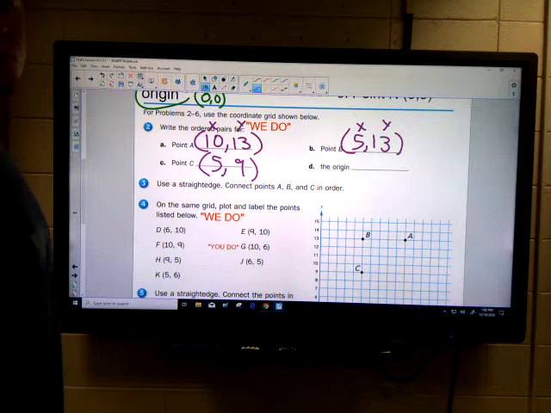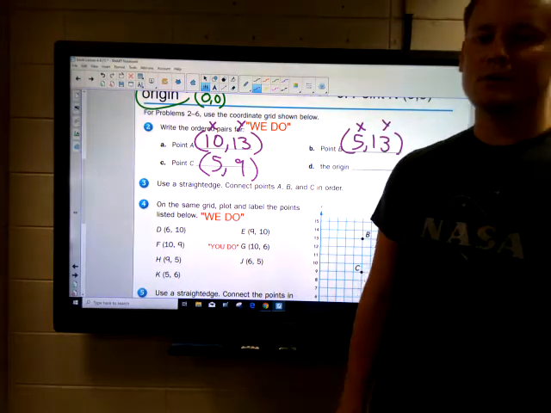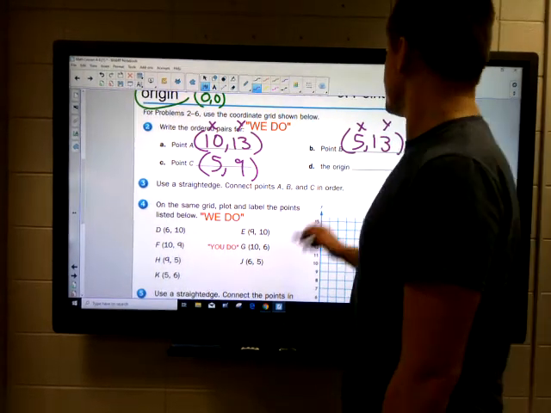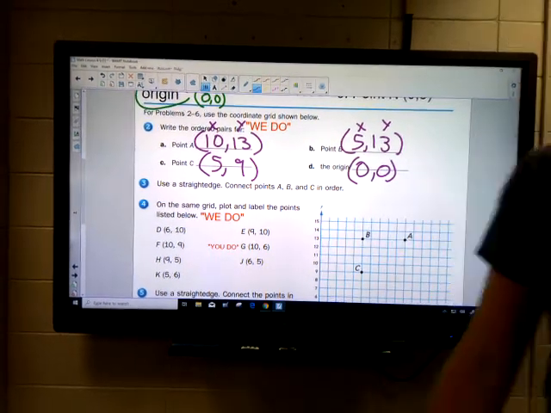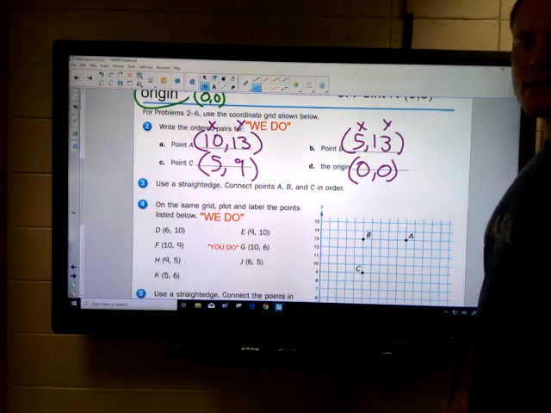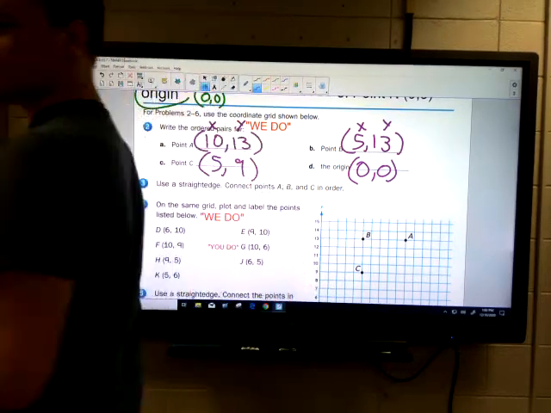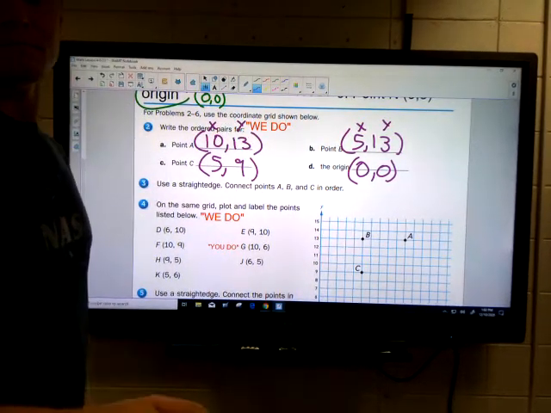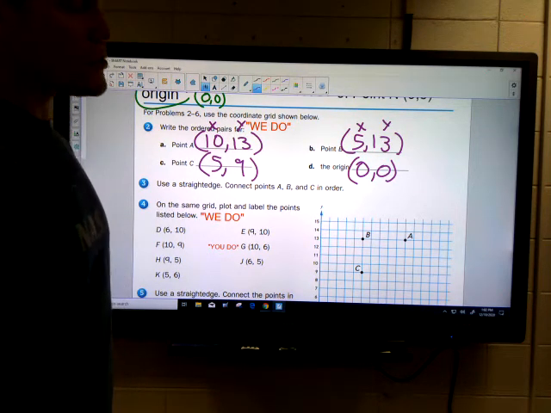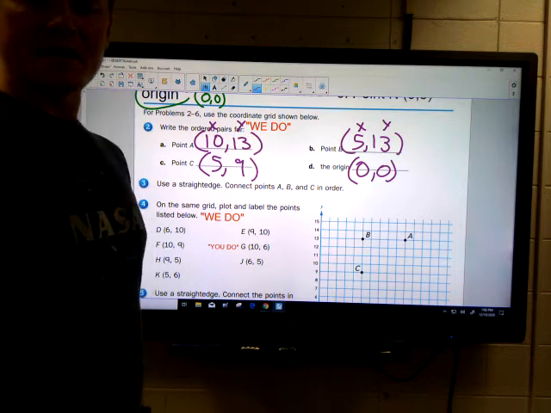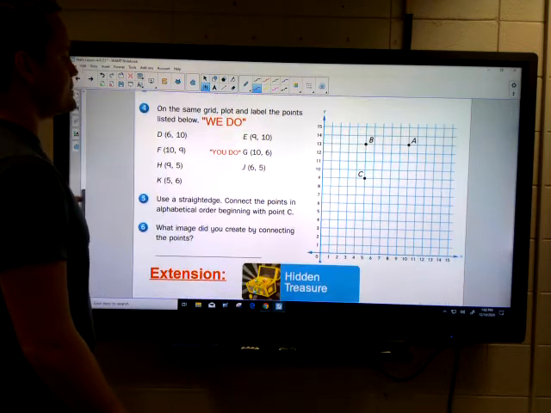And then what is the point for the origin? Someone tell me, what's the origin? Do you remember? Evan. (0, 0). Not point 0, say comma, okay? (0, 0), yes. Evan, go for it. When you're writing the coordinates, do you write the number dash the other number, or the number comma the other number? Oh, good question. It is a comma. Okay? Let's move on and plot some more points, shall we?